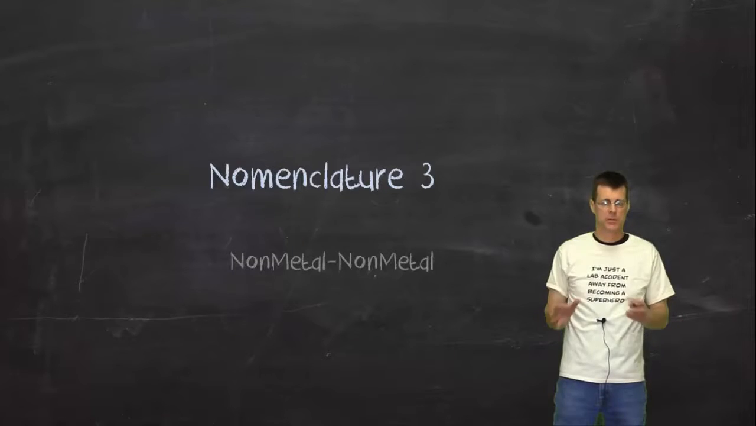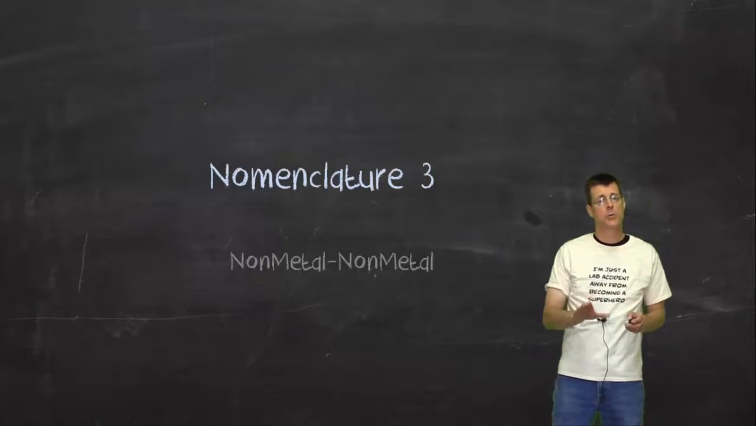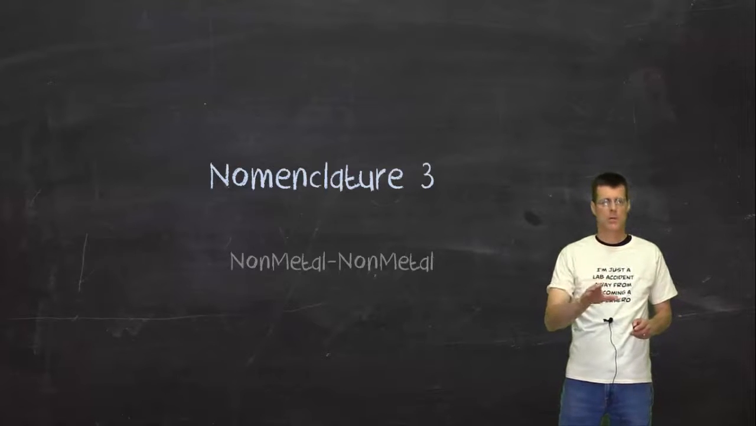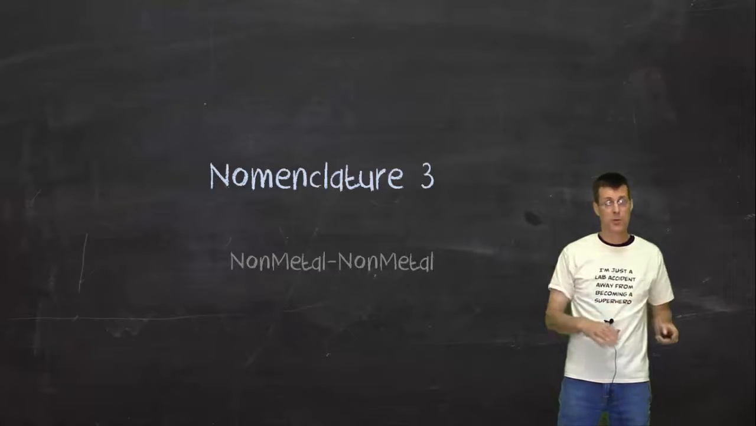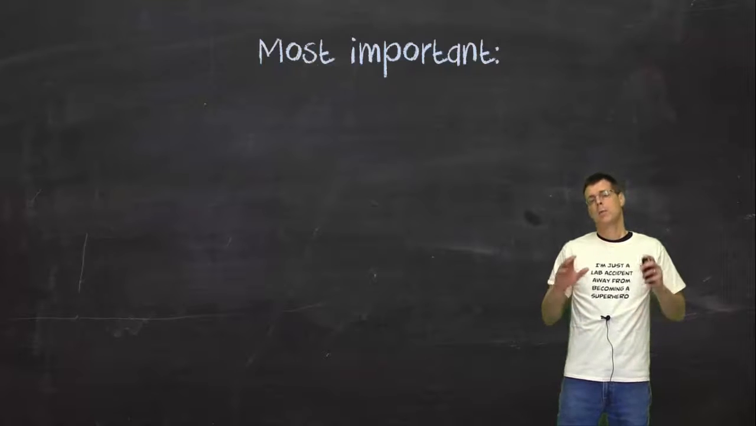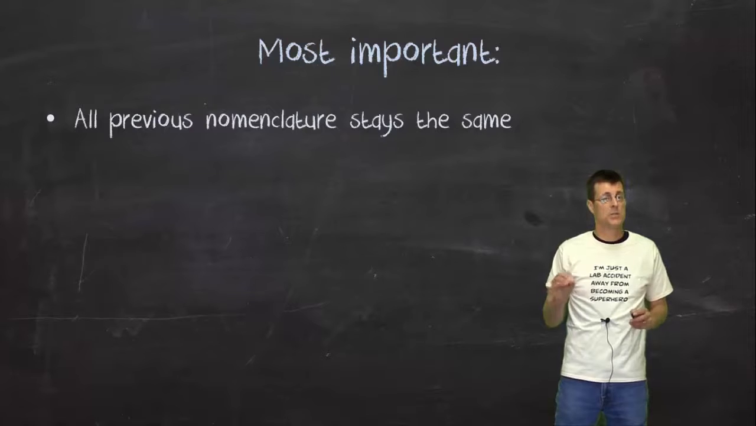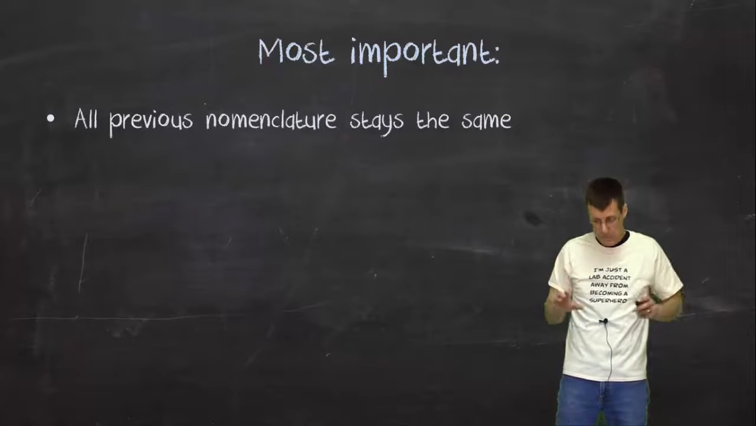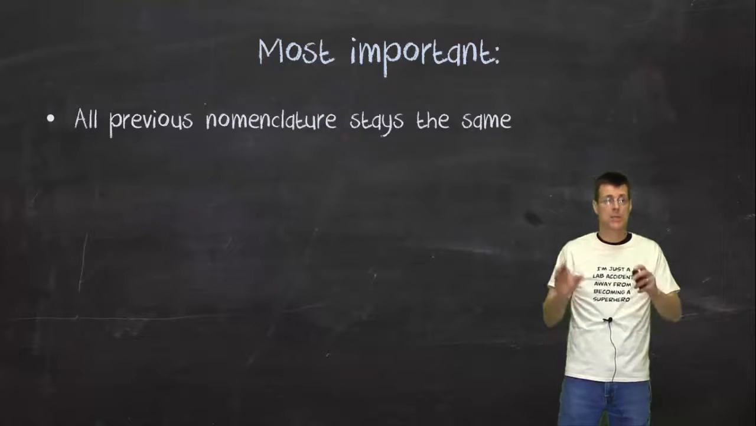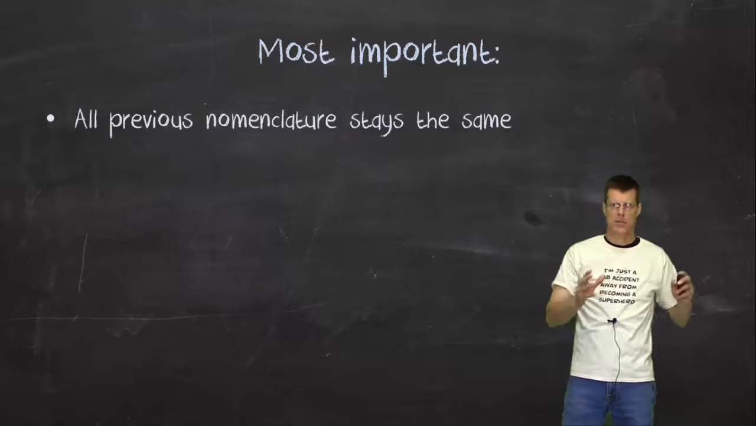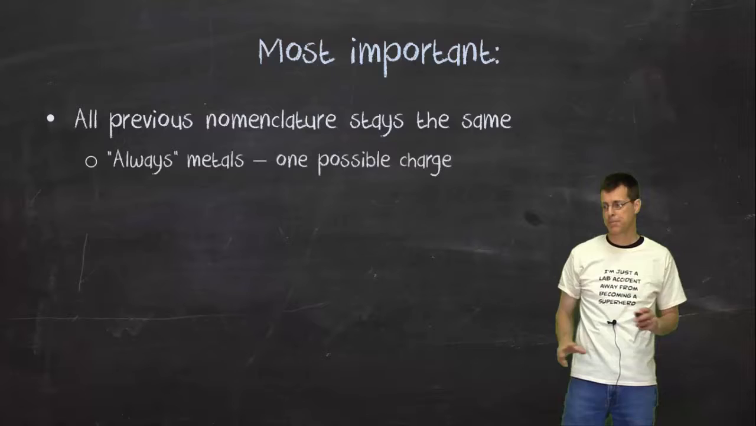In the previous examples of what we've done for nomenclature, we focused on metal, non-metal compounds, and we'll come back to those in a little bit. But we also want to talk about what happens when you have a non-metal with another non-metal. The most important thing to remember, and you've probably heard me say this before, is that all previous nomenclature stays the same, which means what we're doing today does not apply to things that we did in the last sessions.